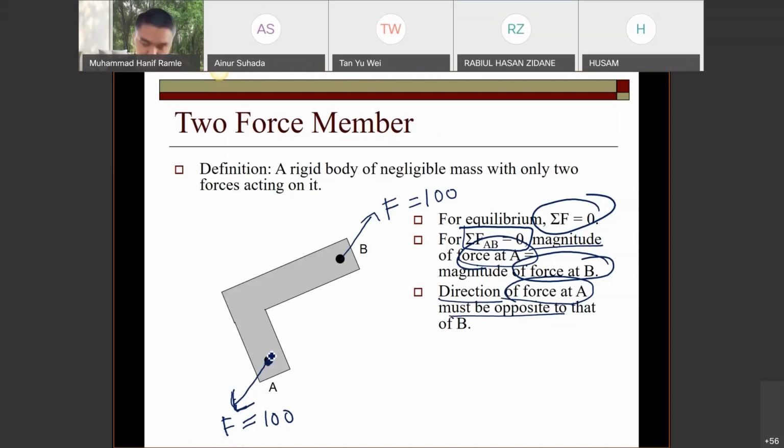For A the force will go this way, for B it will go this way. Let's say I do it another way.